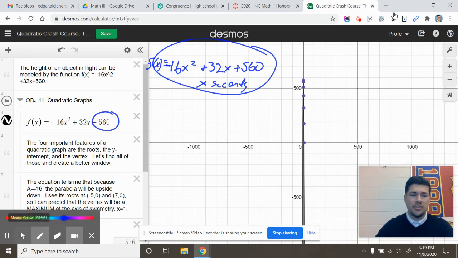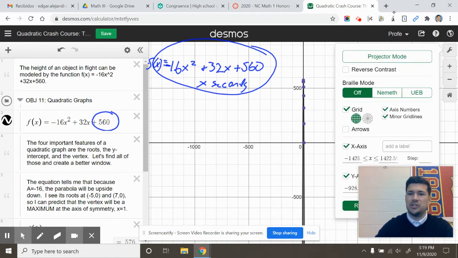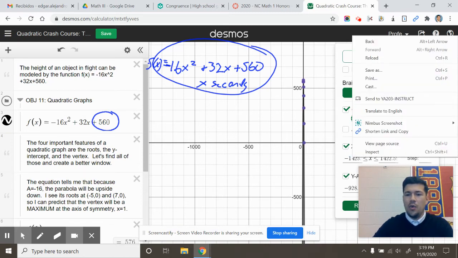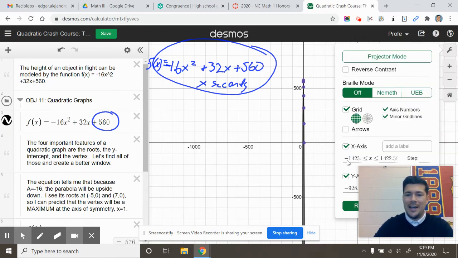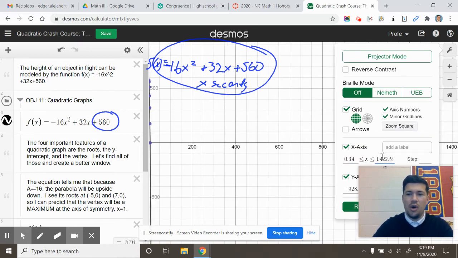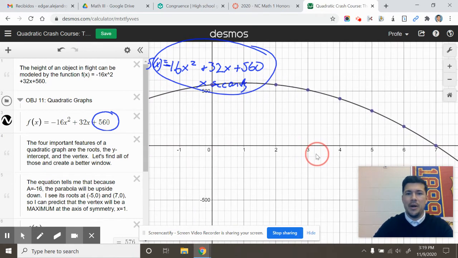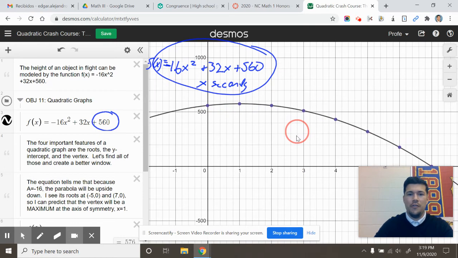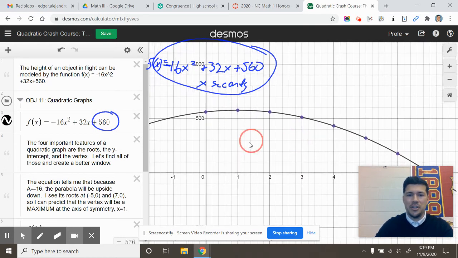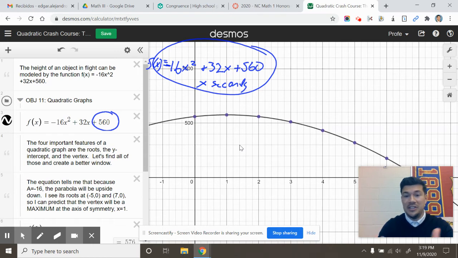So what I'm going to do actually is adjust my window. We need to think, okay, so x-axis, do I really need negative 1,400 as my x-axis all the way to a positive 1,400? Well, x represents time in seconds. So let's start from 0 seconds and let's go all the way to, I don't know, 10 seconds. And when I do that, I produce a much better graph of the parabola. Okay, this is a much better graph. Now I can see its shape.